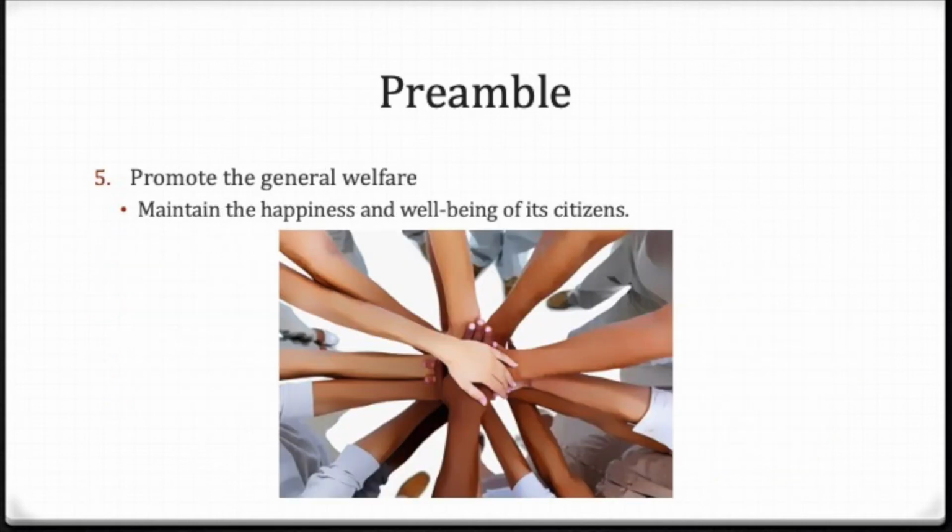The fifth goal is to promote the general welfare, and this is where we allow all the states and citizens to benefit, whether it's through military or economics, from the protection of a strong national government. And when we're talking about the general welfare, you also have to look at the coronavirus, COVID-19, and what is our government doing to protect us? And that includes everything from shutting schools down to limiting our capacity at restaurants.